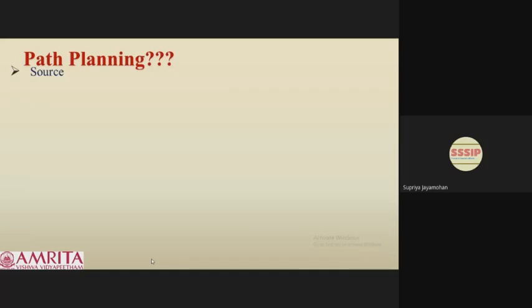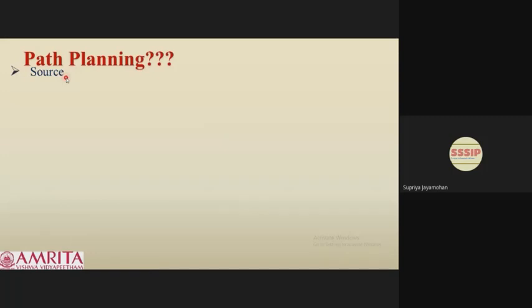If you go in for the basic terms involved in path planning, the first term is going to be the source. That means the robot starts from a starting point, or this is the source point.